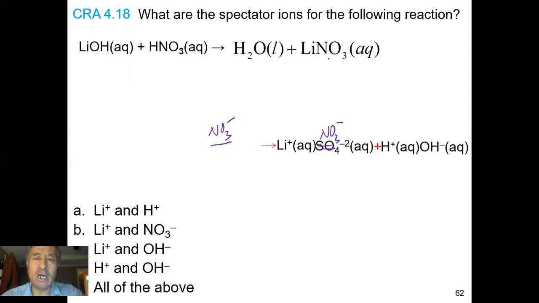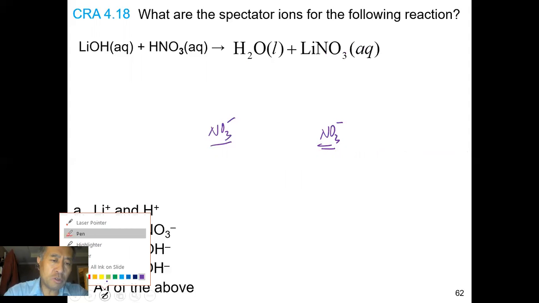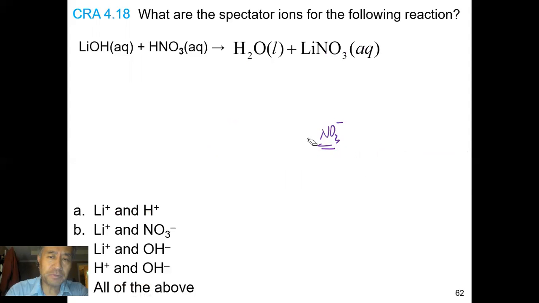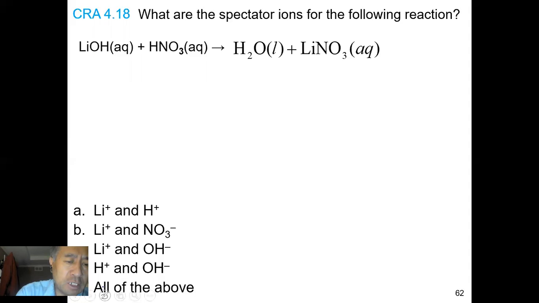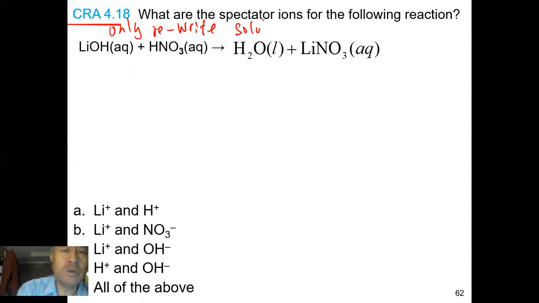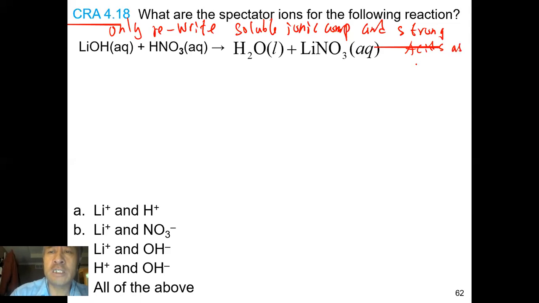And then you rewrite them as ions, as I did before. You rewrite the strong electrolytes as ions, and you identify the spectator ions. So we have to do that rewrite, and you rewrite only soluble ionic compounds and strong acids as ions. Okay.